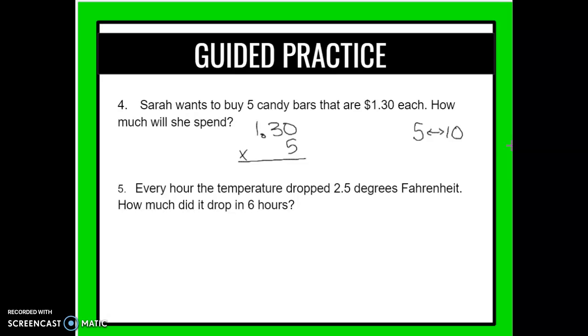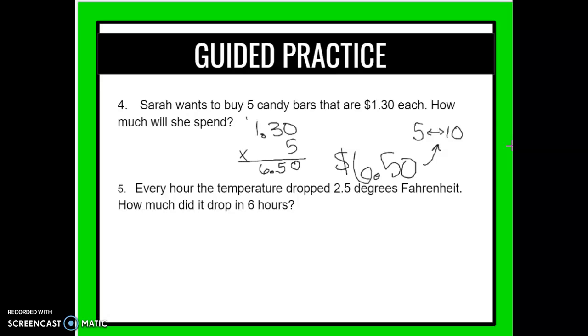Okay, so let's multiply. 1.30 times 5. So this would be 0, then 15, carry 1. 5 times 1 would be 5, plus 1 is 6. Okay, so that is $6.50 is how much she spent. Is that between $5 and $10? Yes. So that seems reasonable. So let's look at the next one.